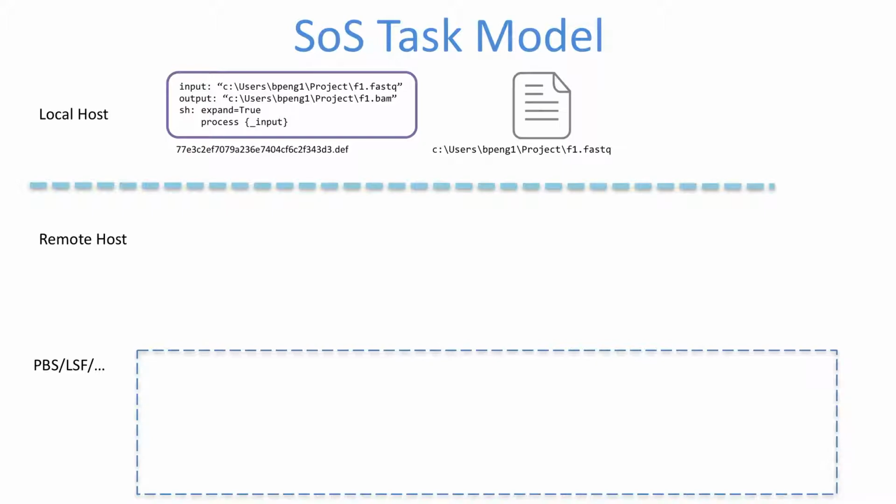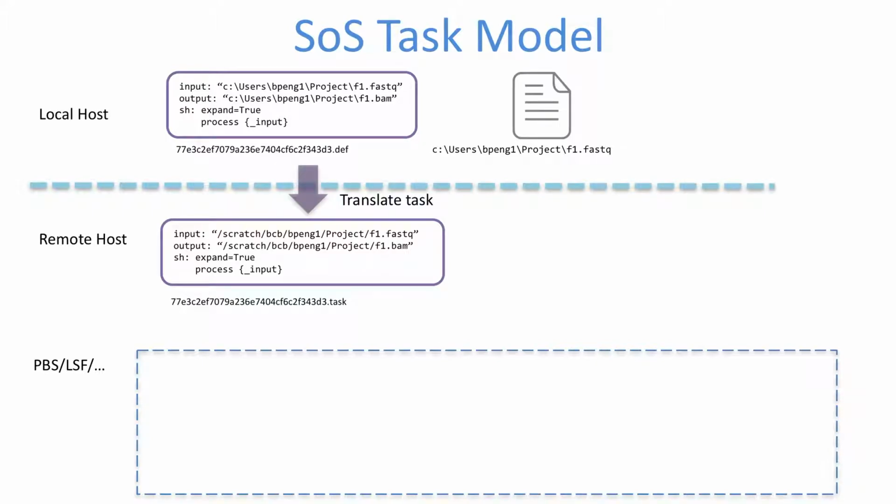When the task is sent to the remote host, the first step SoS does is to translate the task between your local and remote host. For example, in this example, you have a local machine that's a Windows system with C:/users as your file path. And on the remote host, which is a Linux system, the path needs to be translated from that one to some place on the remote host. And then SoS will also copy your input files to the remote host according to certain rules, okay?